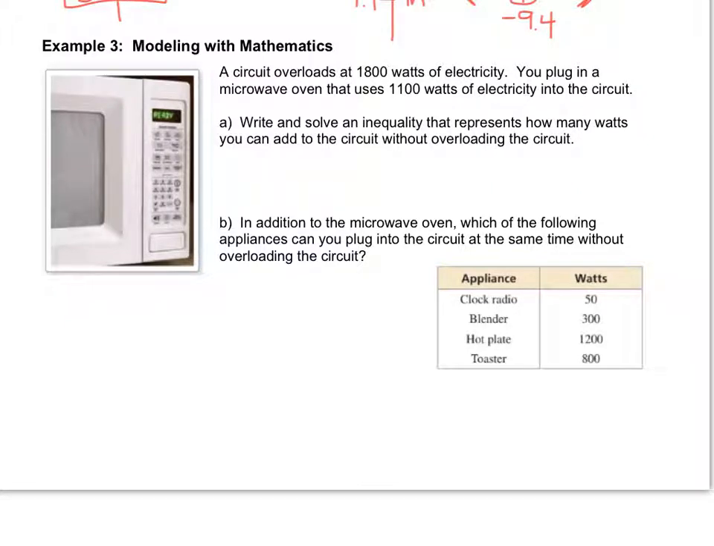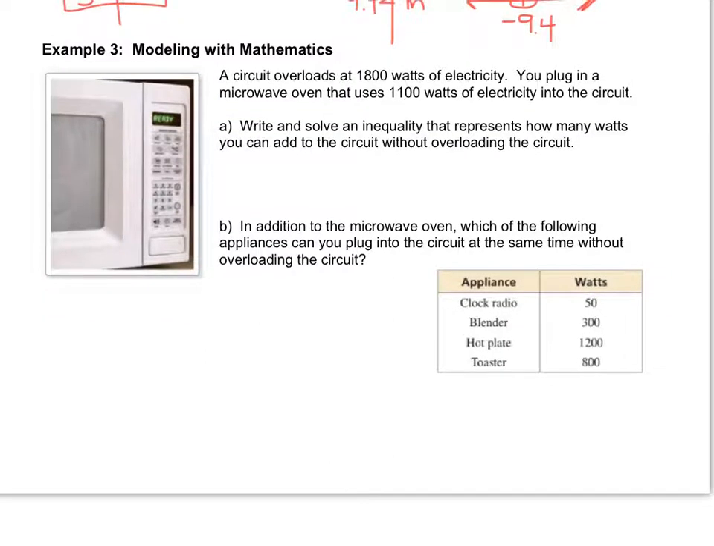Alright, let's read example 3. A circuit overloads at 1800 watts of electricity. You plug in a microwave oven that uses 1100 watts of electricity into the circuit. So letter A asks us to write and solve an inequality that represents how many watts you can add to the circuit without overloading it.